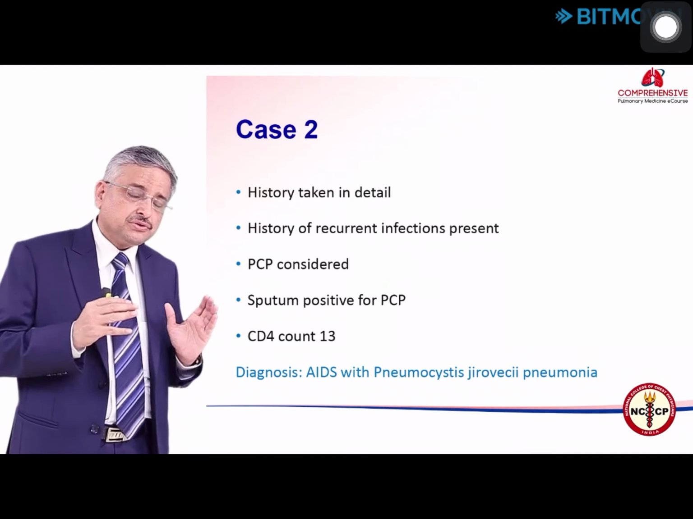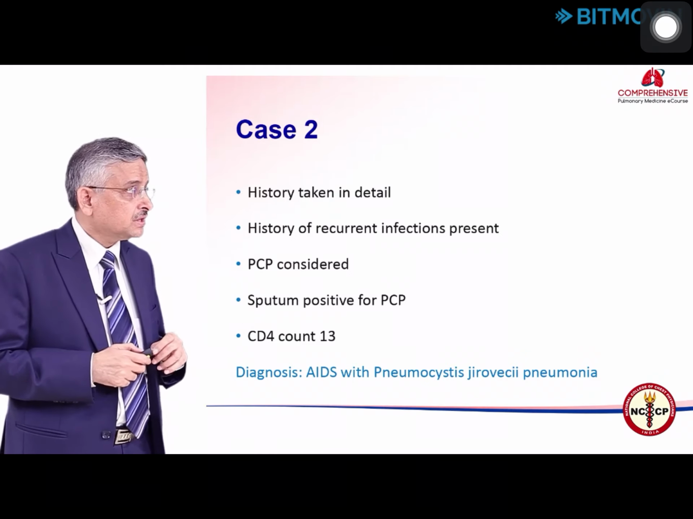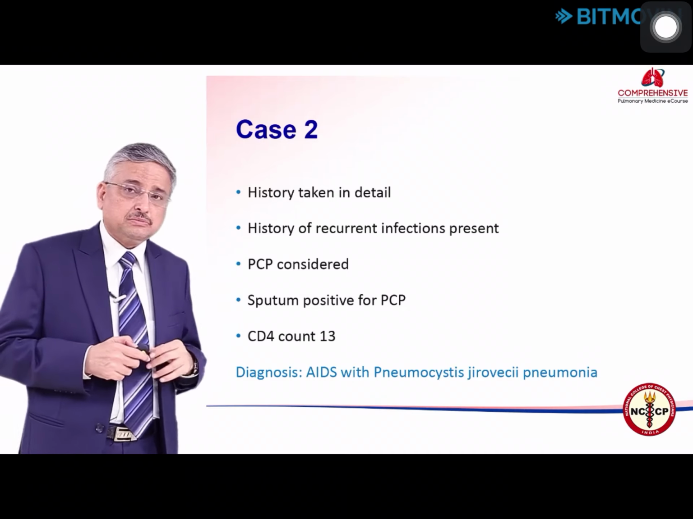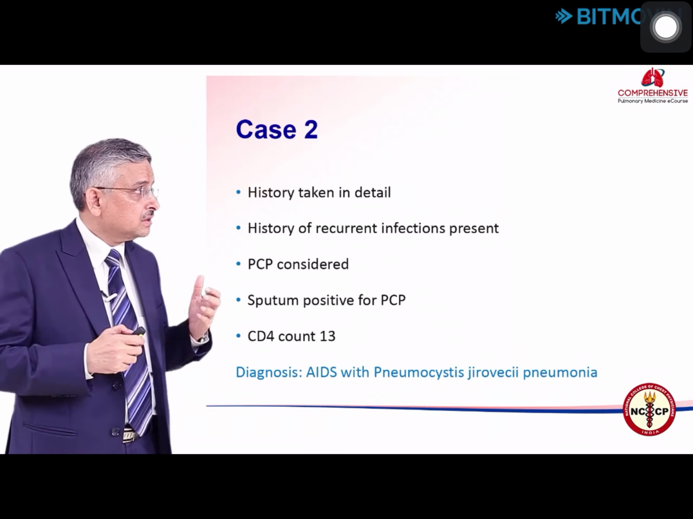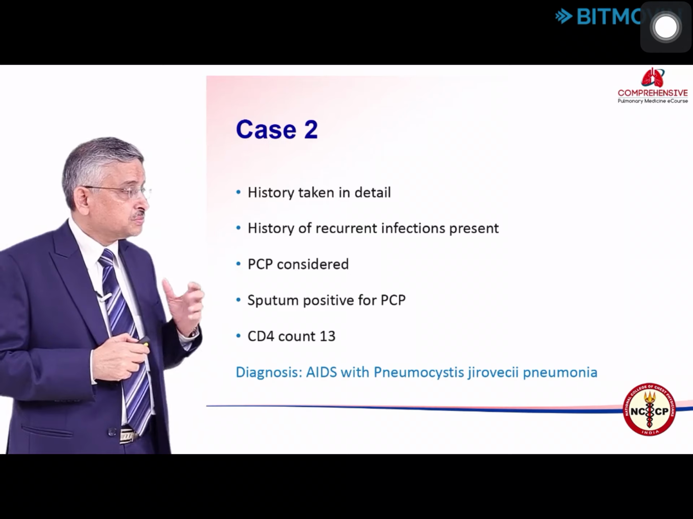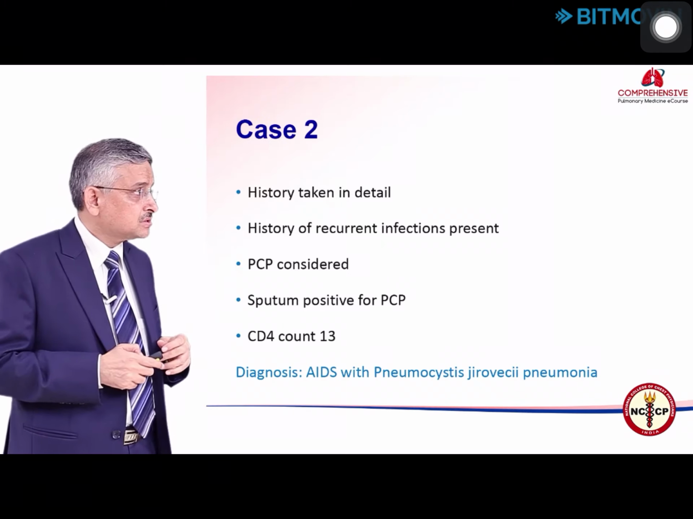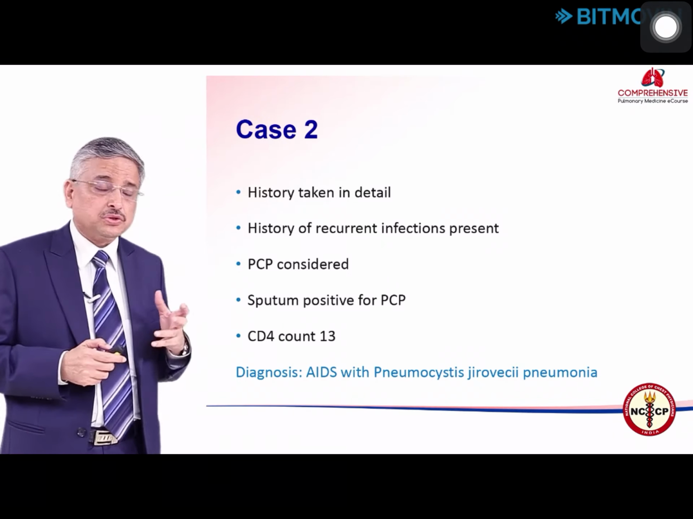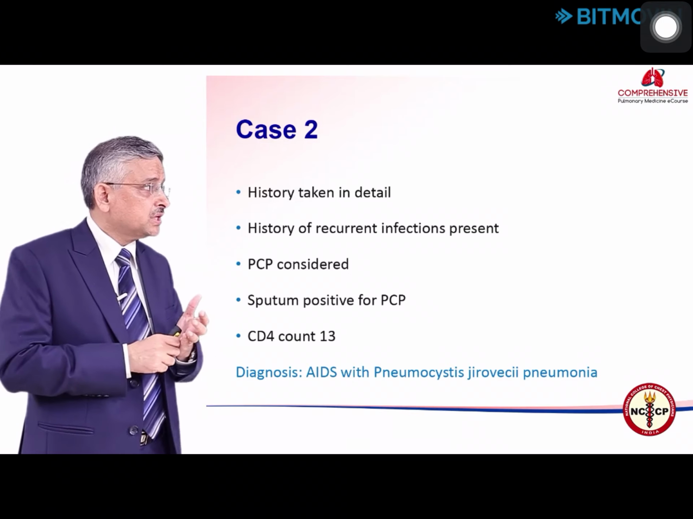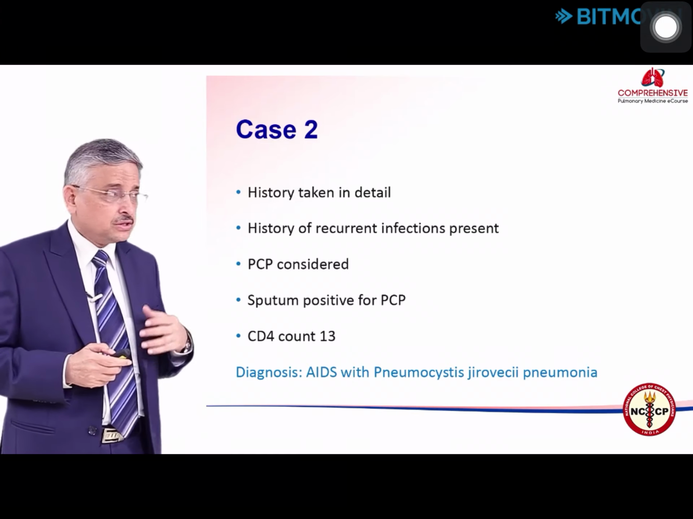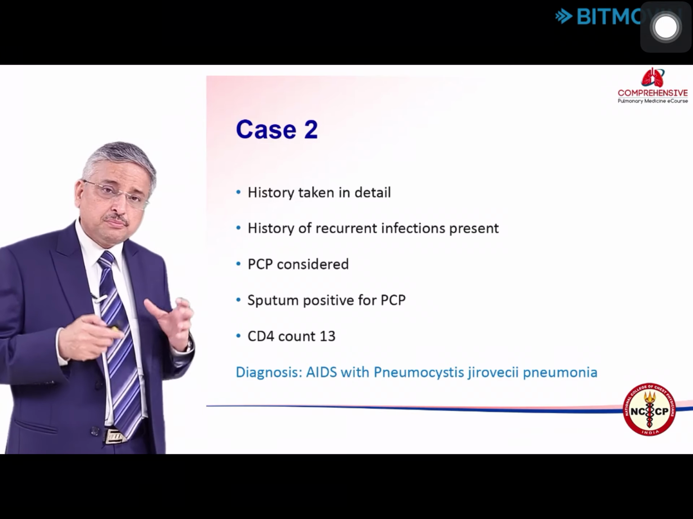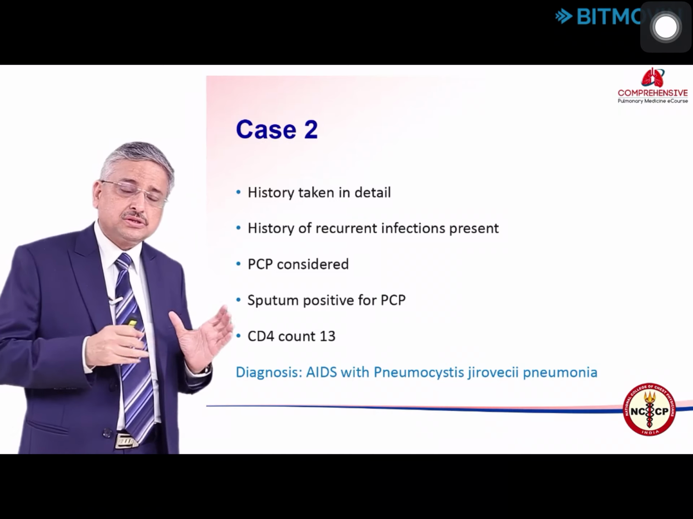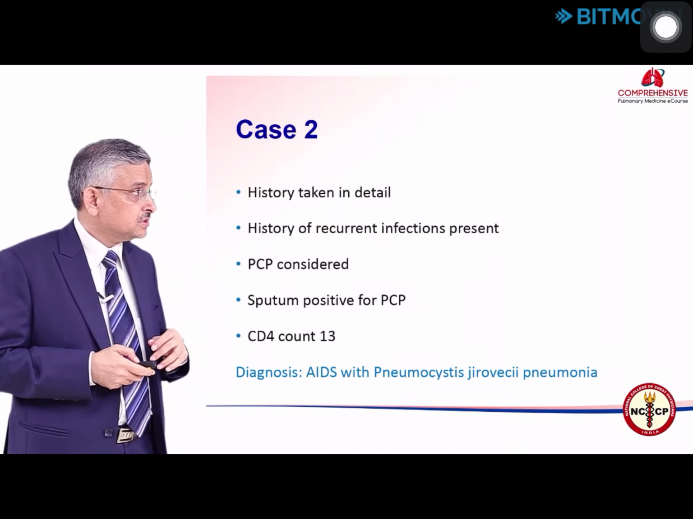This patient gave a history of recurrent infection that he was having like this in the past, possibility of Pneumocystis carinii infection was considered, sputum was sent which was positive for Pneumocystis carinii, a CD4 count was done which came out as only 13, and this patient was diagnosed to have AIDS with Pneumocystis jirovecii pneumonia. So, important issue to remember that certain infections can also mimic interstitial lung disease.